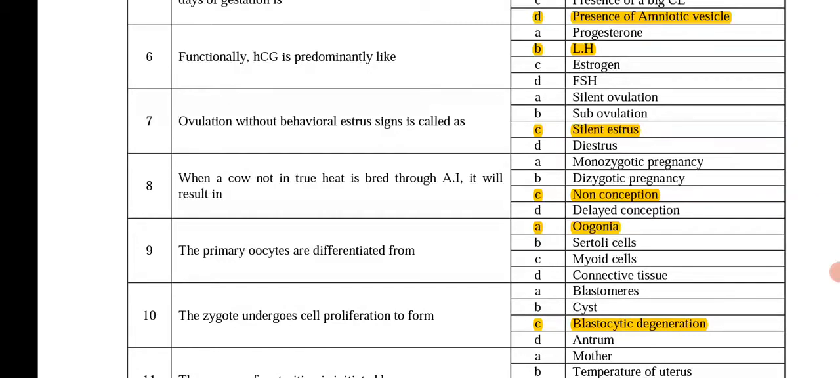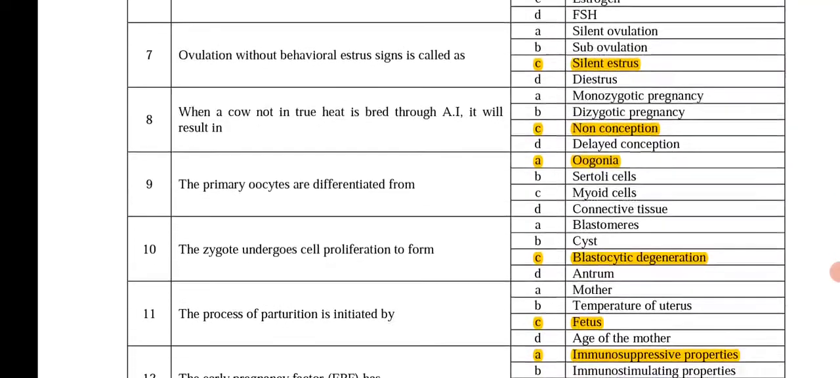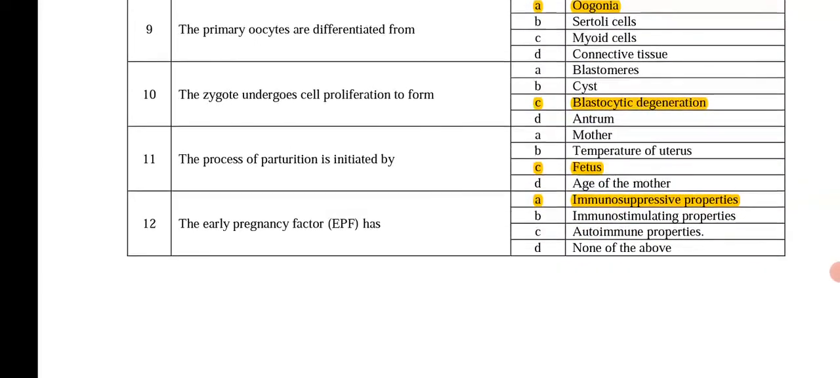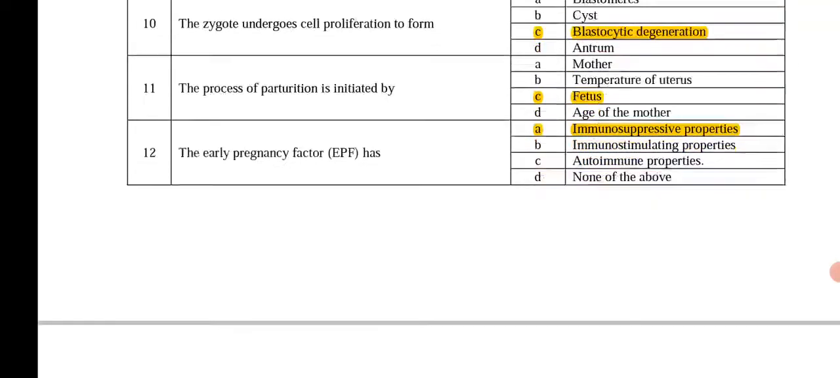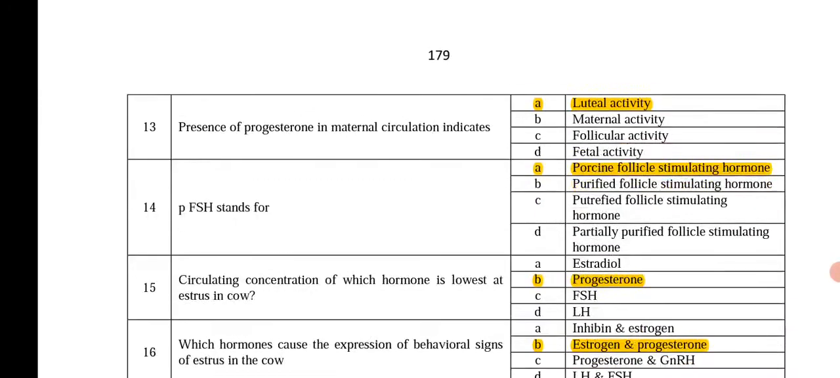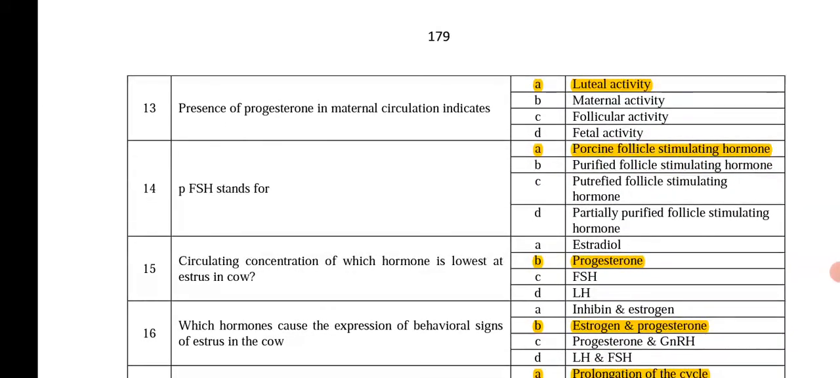The primary oocytes are differentiated from oogonia. The zygote undergoes cell proliferation to form a blastocyst. The process of maturation is initiated by fetus. The early pregnancy factor has immunosuppressive properties. Presence of progesterone in maternal circulation indicates luteal activity. PFSH stands for porcine follicle stimulating hormone.